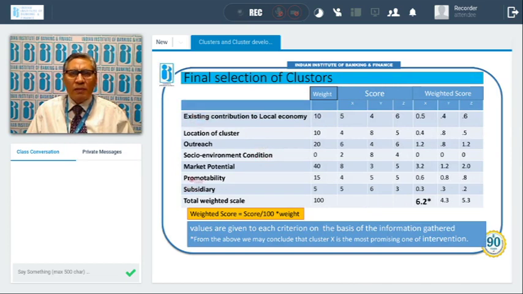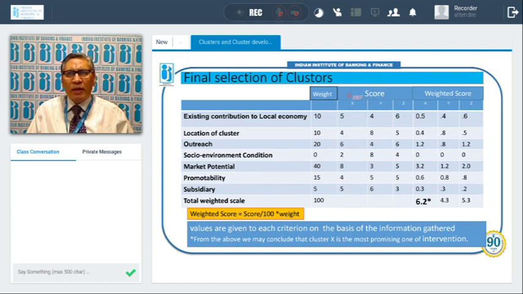Then for the final selection, we can prepare one table. These are the parameters: existing contribution to local economy, location of cluster, outreach of the cluster, socio-environmental condition, market potential, promotability, subsidiaries, and total weightage score. So the weightage scores here are 10, 10, 20. Here socio-economic condition 0. Then market potential 40. This is only an example we are giving. Promotability 15, subsidiary 5. Now this total is 100.